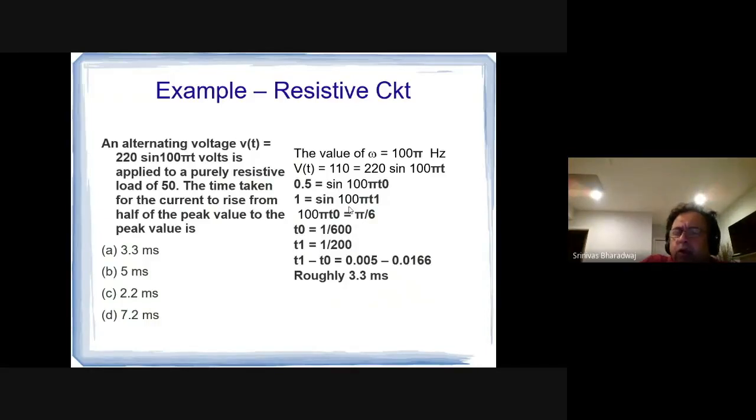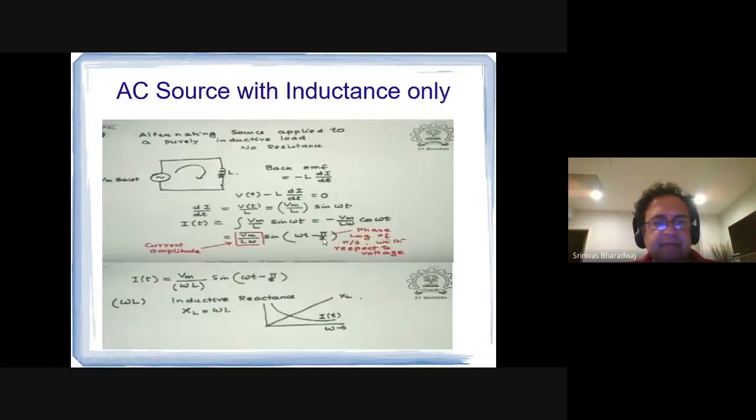So the difference between the two should give you pi by 2 minus pi by 6, right? And therefore you end up with t1 minus t naught. That's what he's looking for. T naught is 1 by 600, and t1 is 1 by 200. Based on that, you can then calculate your values. Notice that the pi's cancel.